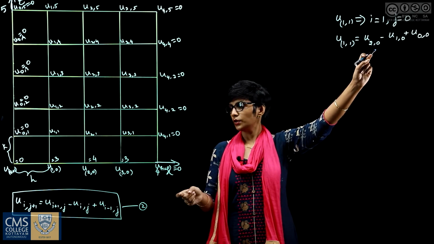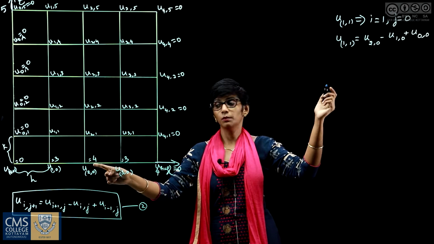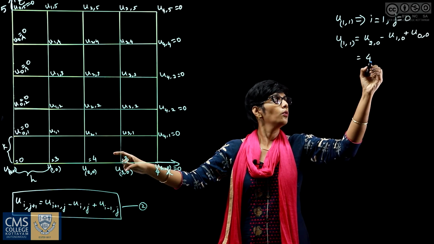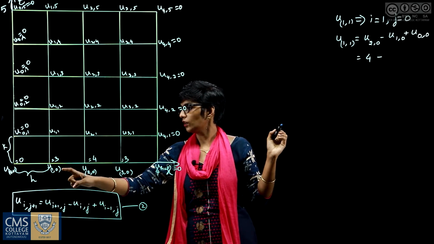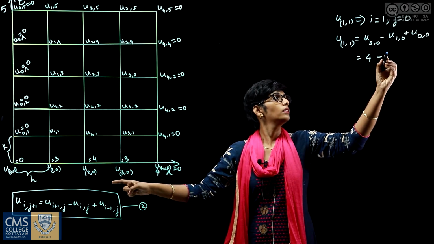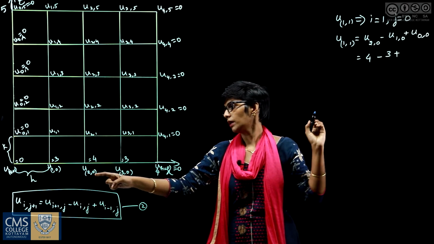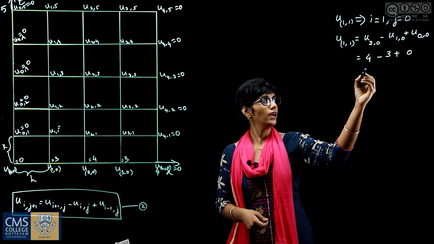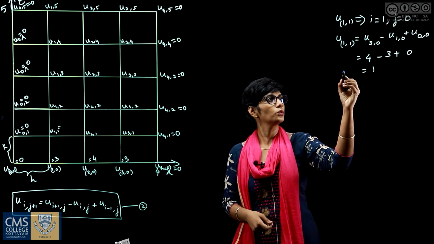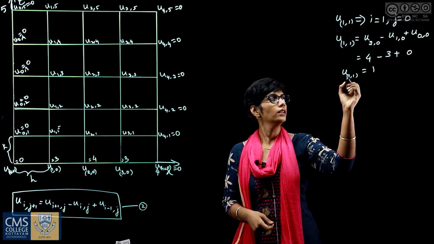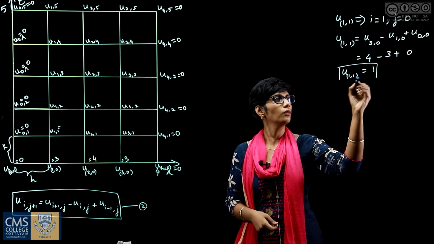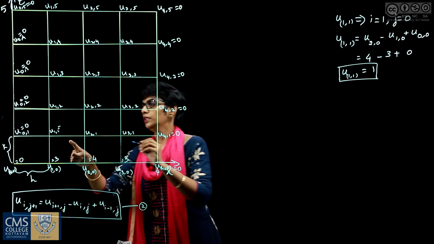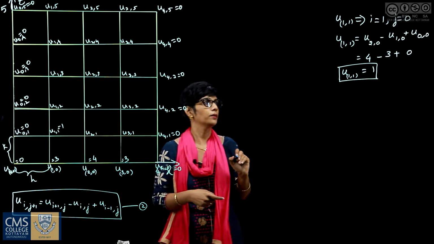But u of 2 comma 0 is 4, from our initial values. So 4 minus u of 1 comma 0, which is 3, plus u of 0 comma 0, which is equal to 0. So we get the value as 1. So u of 1 comma 1 is equal to 1.